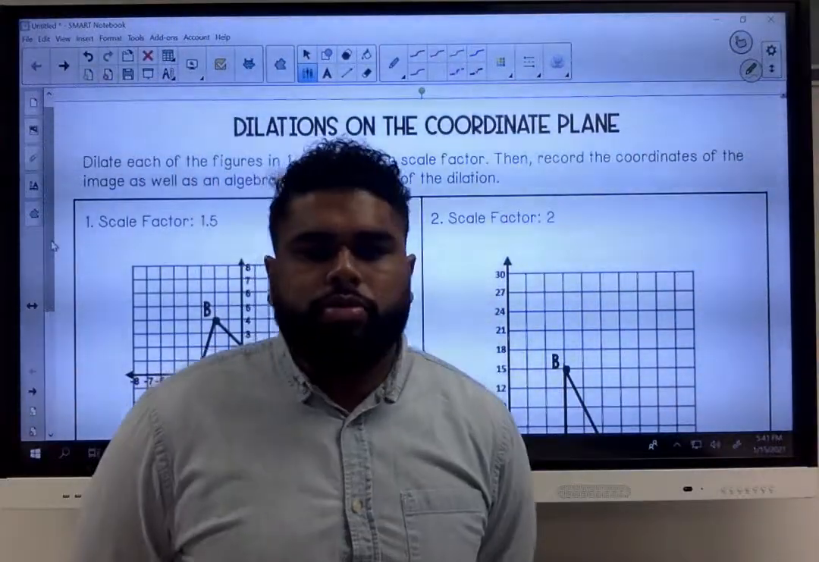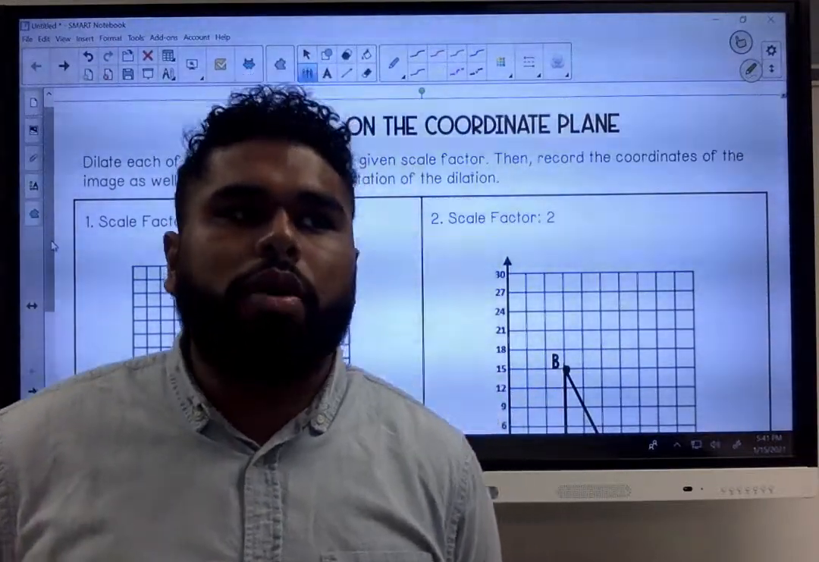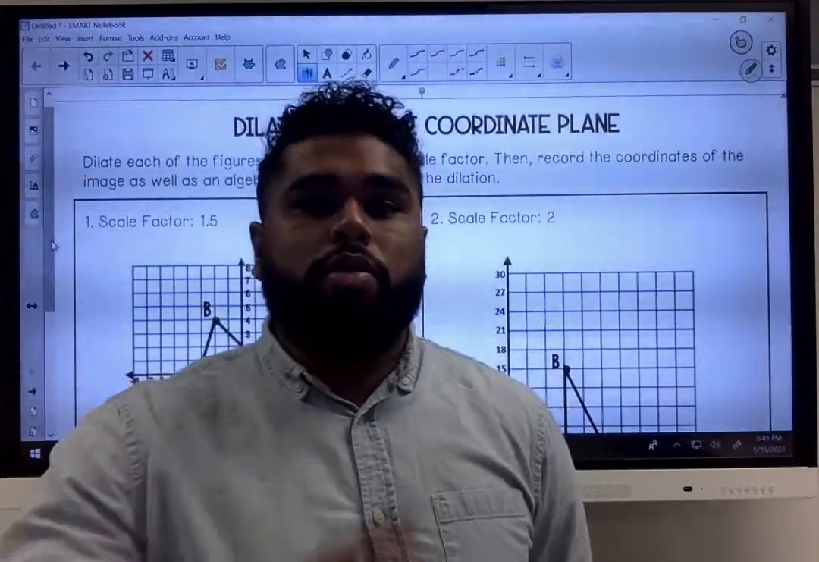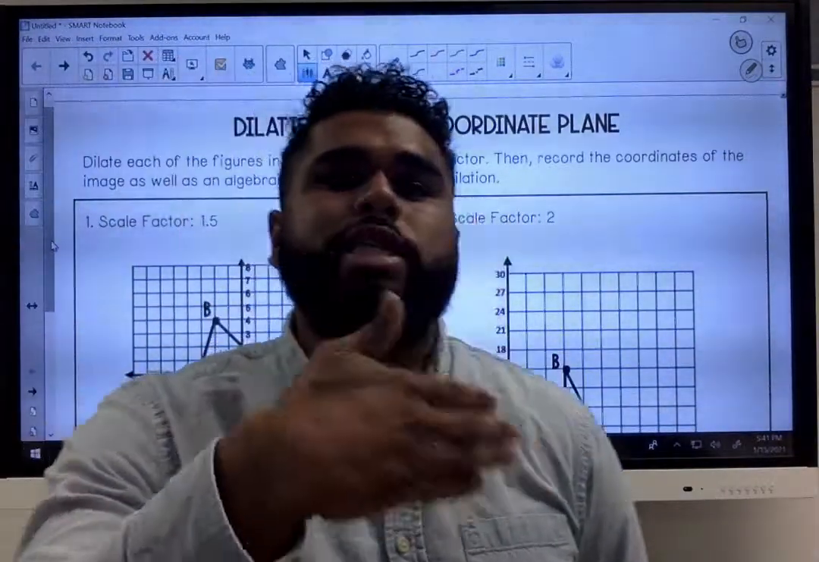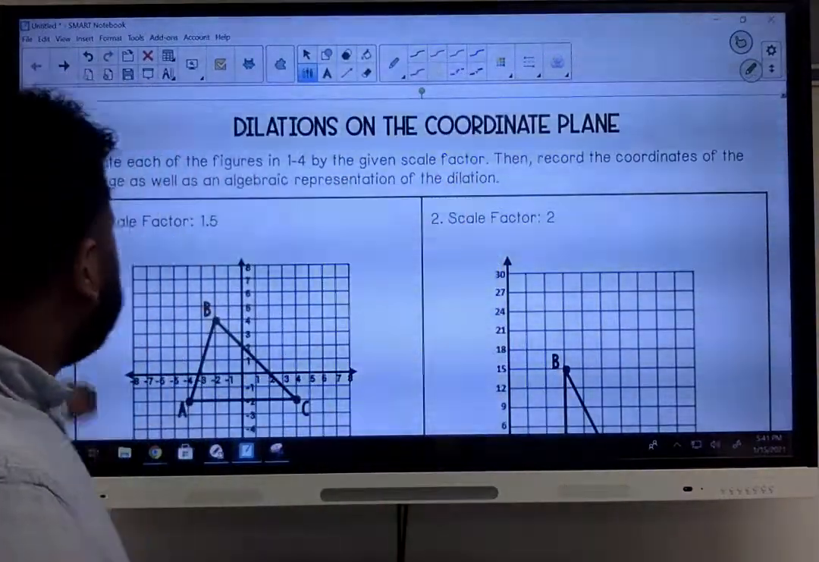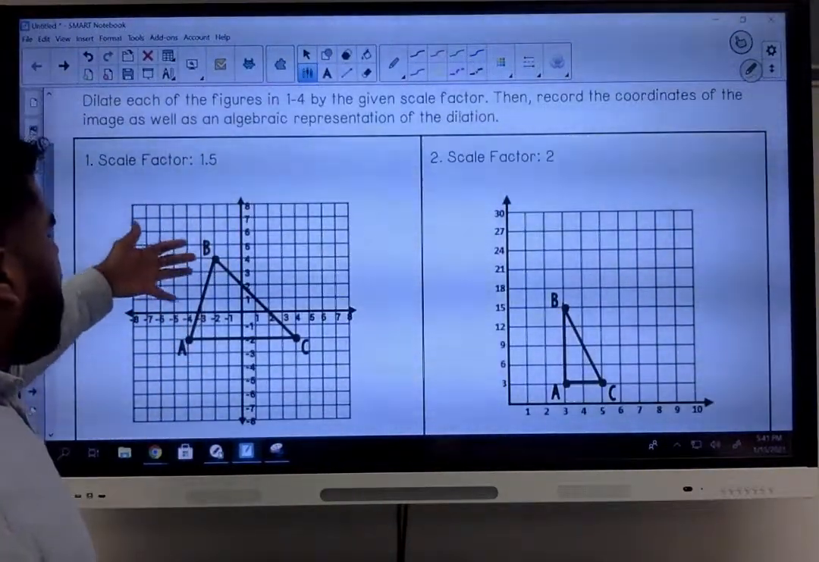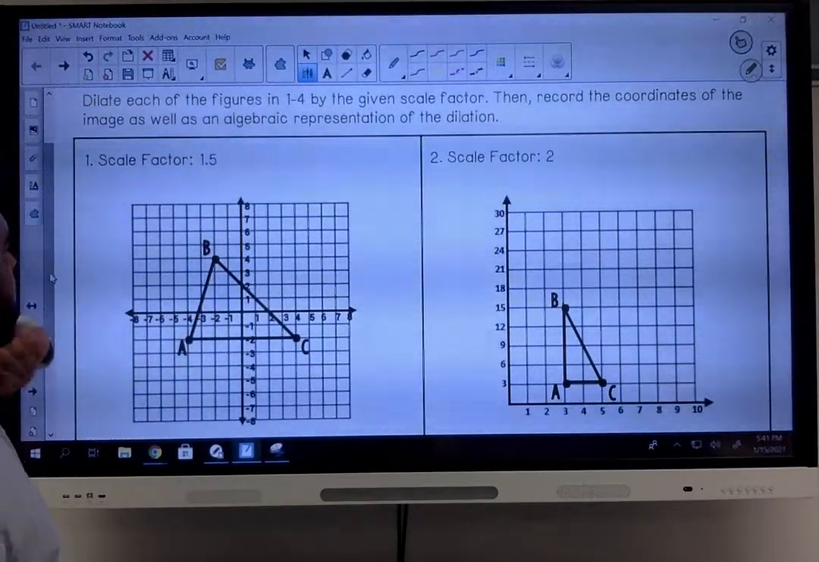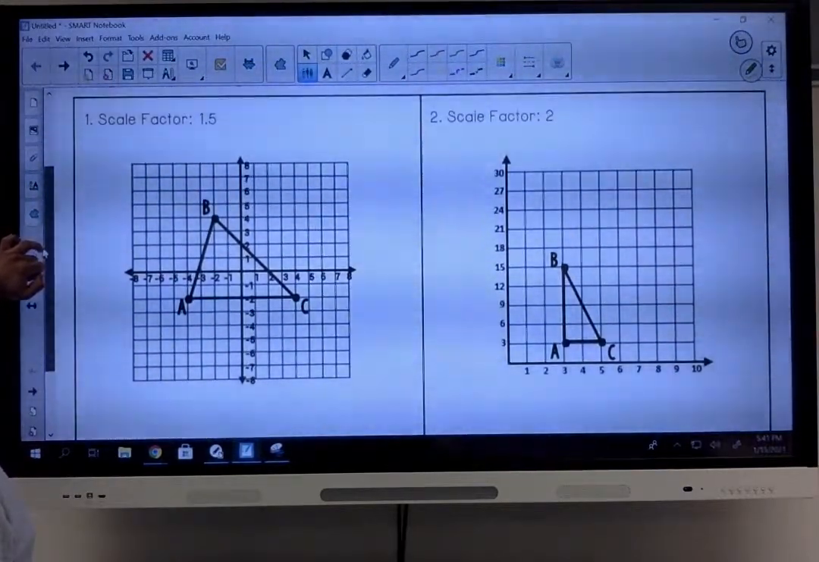If you go to the first video that I recorded going over the dilations notes, we learned how to find the scale factor whenever the images were already dilated. It was towards the end of the video. So here, first off, they're asking how this triangle would look if it was dilated by a scale factor of 1.5.